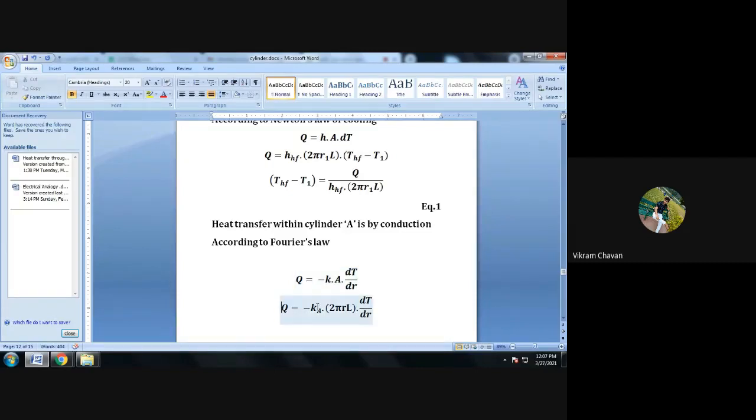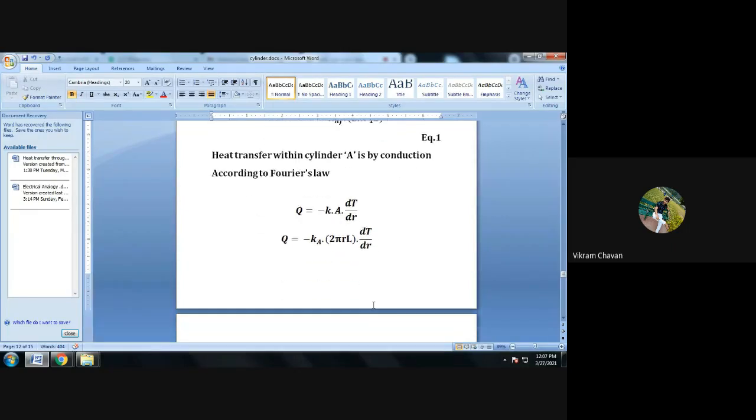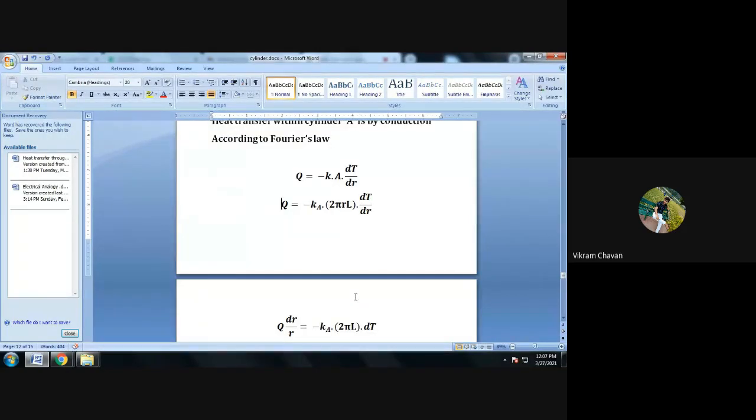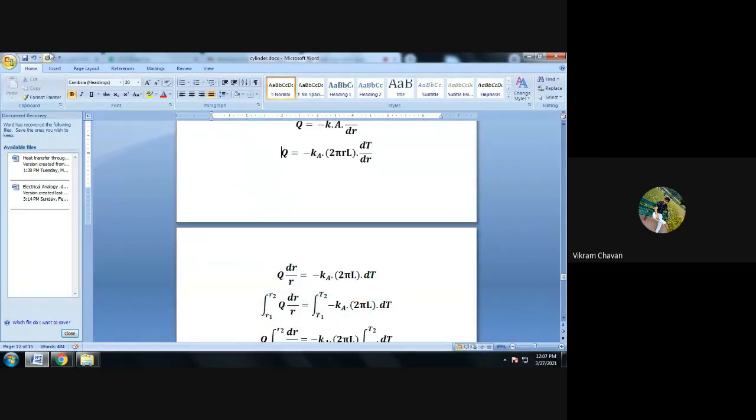The thermal conductivity of cylinder A is K suffix A, multiplied by the cylinder area, which in general we can write as 2 pi RL, multiplied by dT divided by dr. Now further, we have to separate out the variables and integrate with the limits.